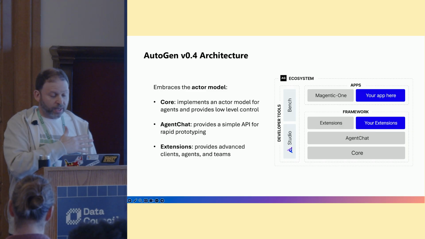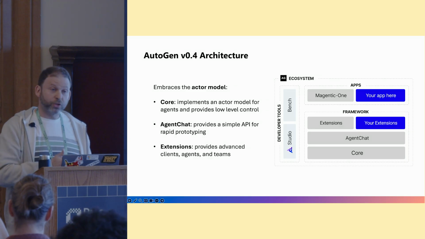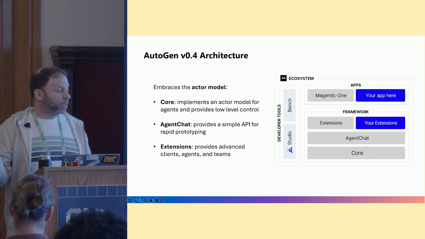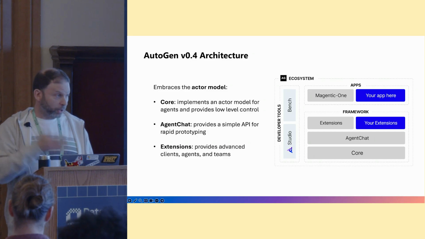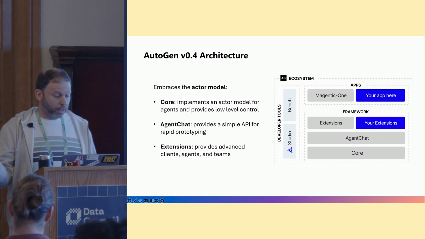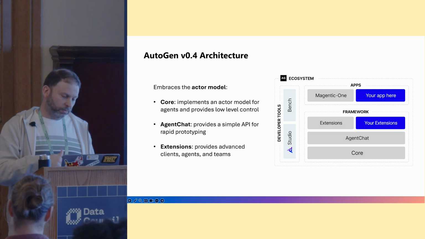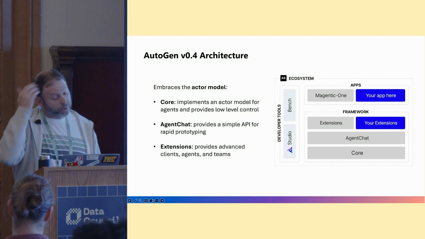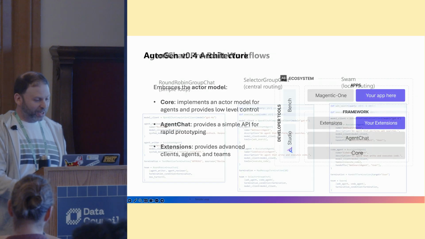And then on the left-hand side, there are the developer tools. We've got the Studio, which is the low-code, no-code approach to using AutoGen. And then I don't remember what the bench is, so apologies for that. And I'll talk about that.